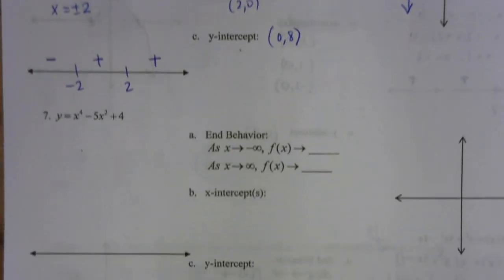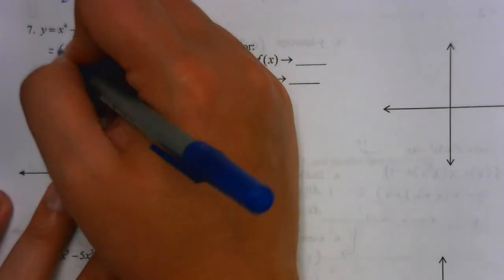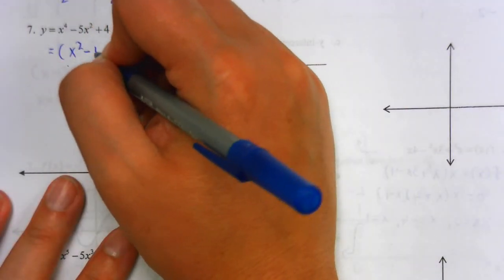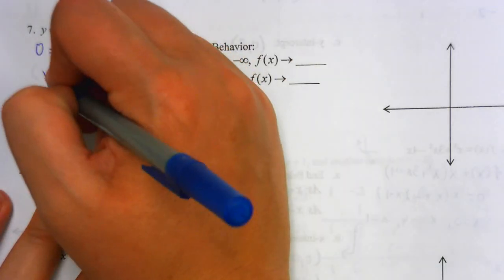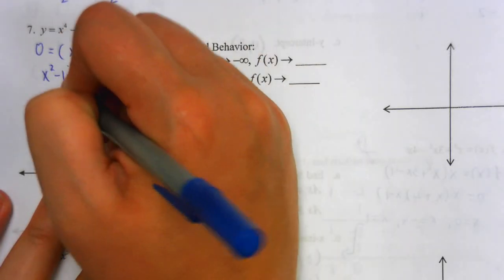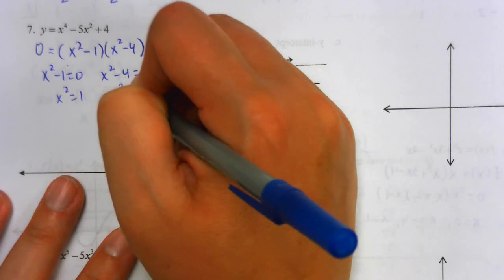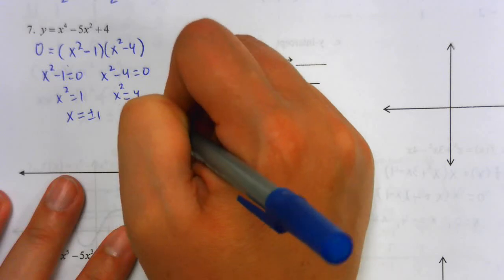The next two graphs are a little bit different because they are higher ordered polynomials. On number 7, we have y is equal to x to the 4th minus 5x squared plus 4. This is going back to the factoring that we did in number 1 on the previous page. So we're going to factor. We have x squared minus 1 and x squared minus 4. I'm going to set it equal to 0. We get x squared minus 1 equals 0, x squared minus 4 equals 0. Add 1, could add the 4 at the same time. Take a square root, we get x equals plus or minus 1, x equals plus or minus 2.